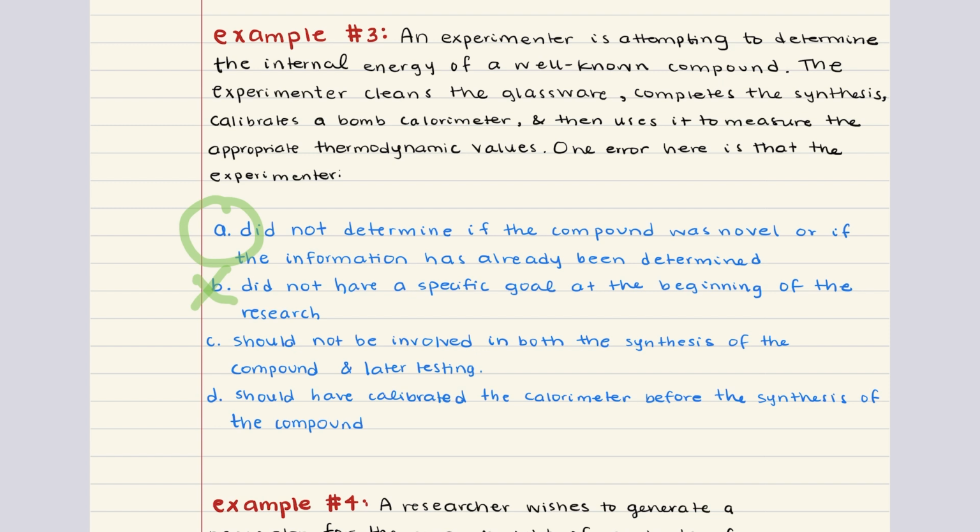C says the experimenter should not be involved in both the synthesis of the compound and later testing. This option's also incorrect because there's no rule or standard in experimental science that prohibits a researcher from performing multiple roles like the synthesis part and the testing part. In fact, many researchers regularly synthesize and test compounds themselves. So C is incorrect. D says the experimenter should have calibrated the calorimeter before the synthesis of the compound. Now, while calibration is an essential step, the timing relative to synthesis really doesn't represent an error. So this answer choice is also incorrect. Once again, the correct answer for problem 3 is A.